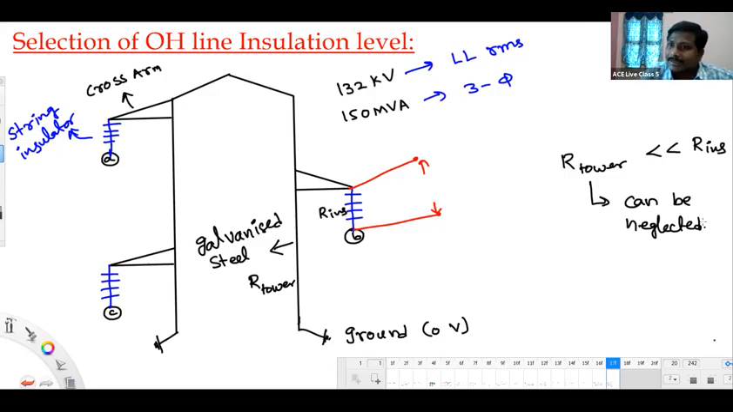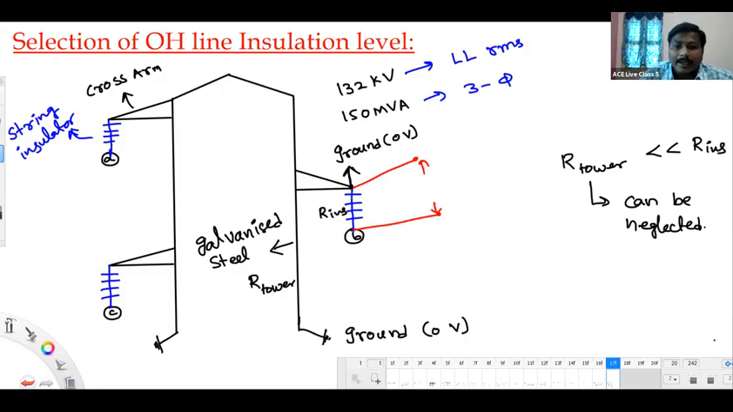Now, by neglecting the tower resistance value, can I say this point as ground? Yes or no? Nobody is answering. This point itself is going to be called the ground point, which is operating at zero potential. Now, could you please tell me, the insulator was connected between what? Conductor and ground.